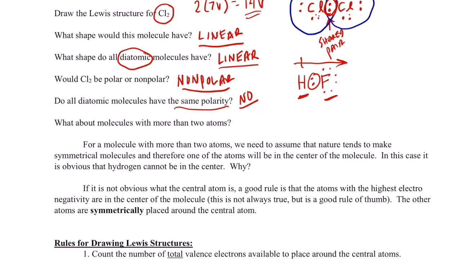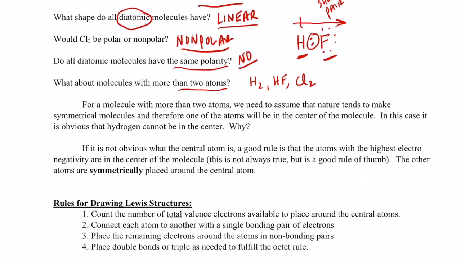Well, what about molecules with more than 2 atoms? Let's see, so far we've drawn the Lewis structure for H2, HF, and Cl2, haven't we? All of those Lewis structures have only 2 atoms in them. Well, what if we have molecules with more than 2 atoms? There are lots of those. So this is how we do this. For a molecule with more than 2 atoms, we need to assume that nature tends to make symmetrical molecules. And therefore, one of those atoms has to be in the center of the molecule.